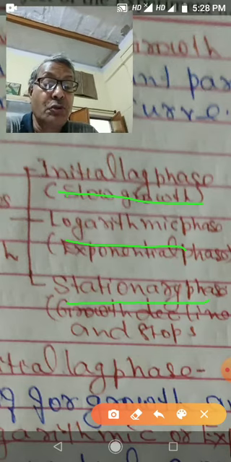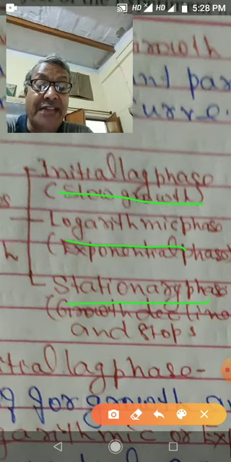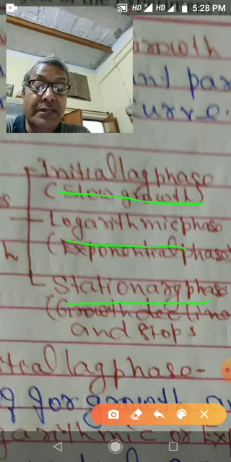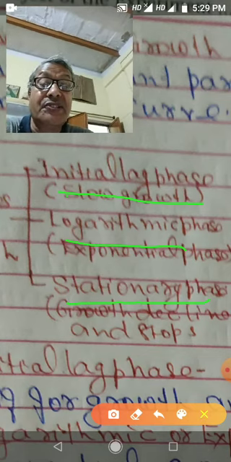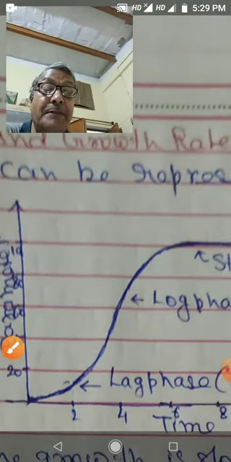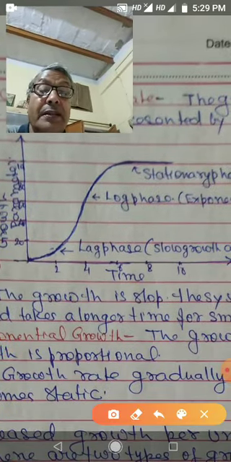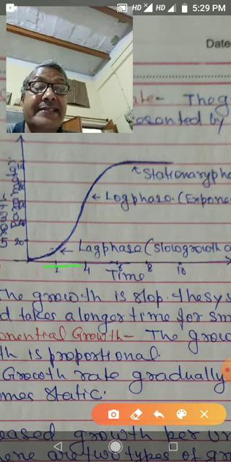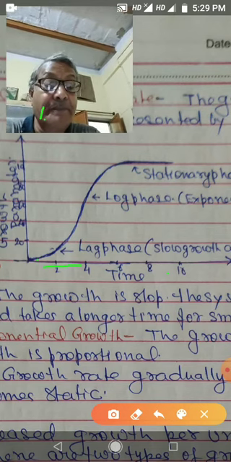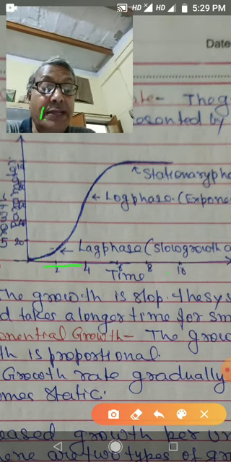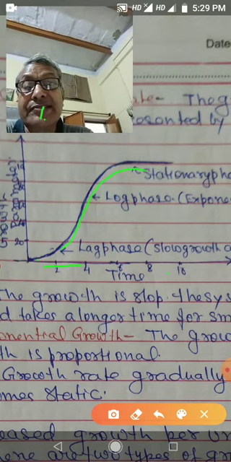During this phase, growth rate gradually decreases and finally becomes static. So it is marked by attainment of maturity in the system. So this we can represent by this graph. So this is the sigmoid graph. Here on the x-axis is taken time and the y-axis has taken the growth parameter. We are plotting the graph and this graph is coming somewhat S-shaped.